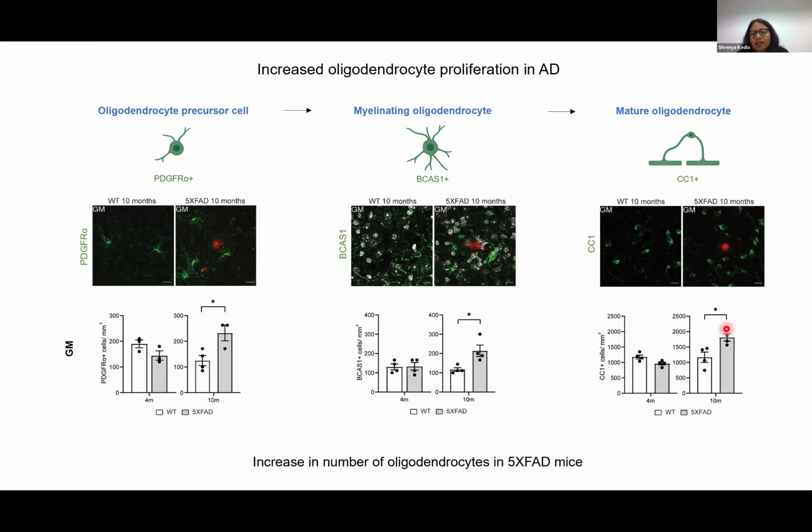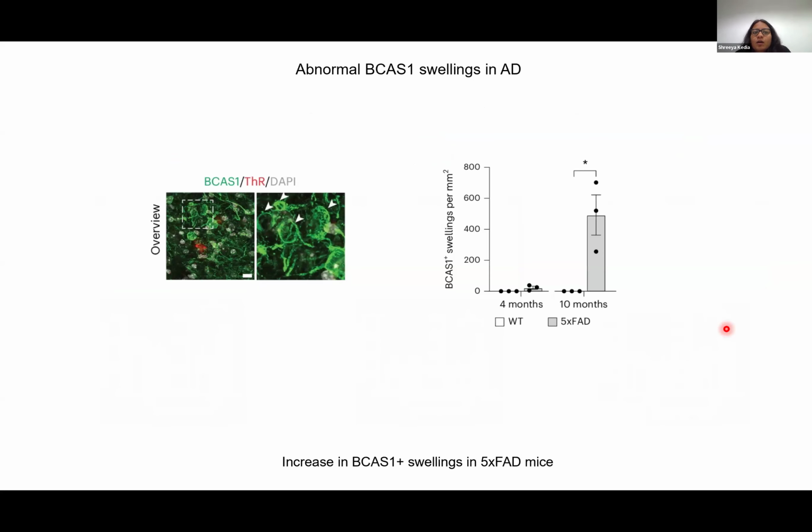This was really, really surprising for us because we were expecting the complete opposite since there's so much neuroinflammation in the brain at this point. Additionally, we also saw something really interesting with the myelinating oligodendrocytes, which express PCAS1. We noticed that especially around the plaques, here they are in red in the panel, we noticed these weird swellings.